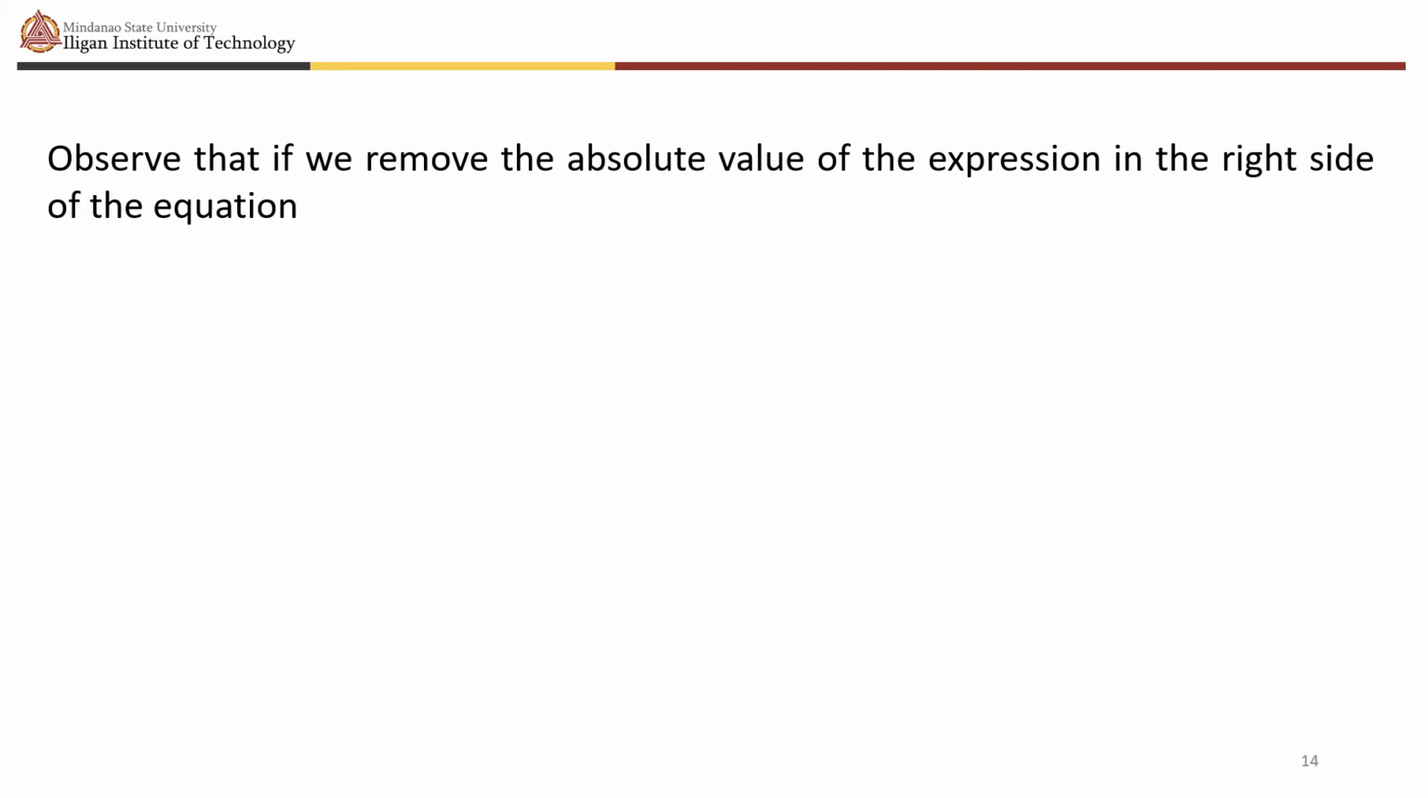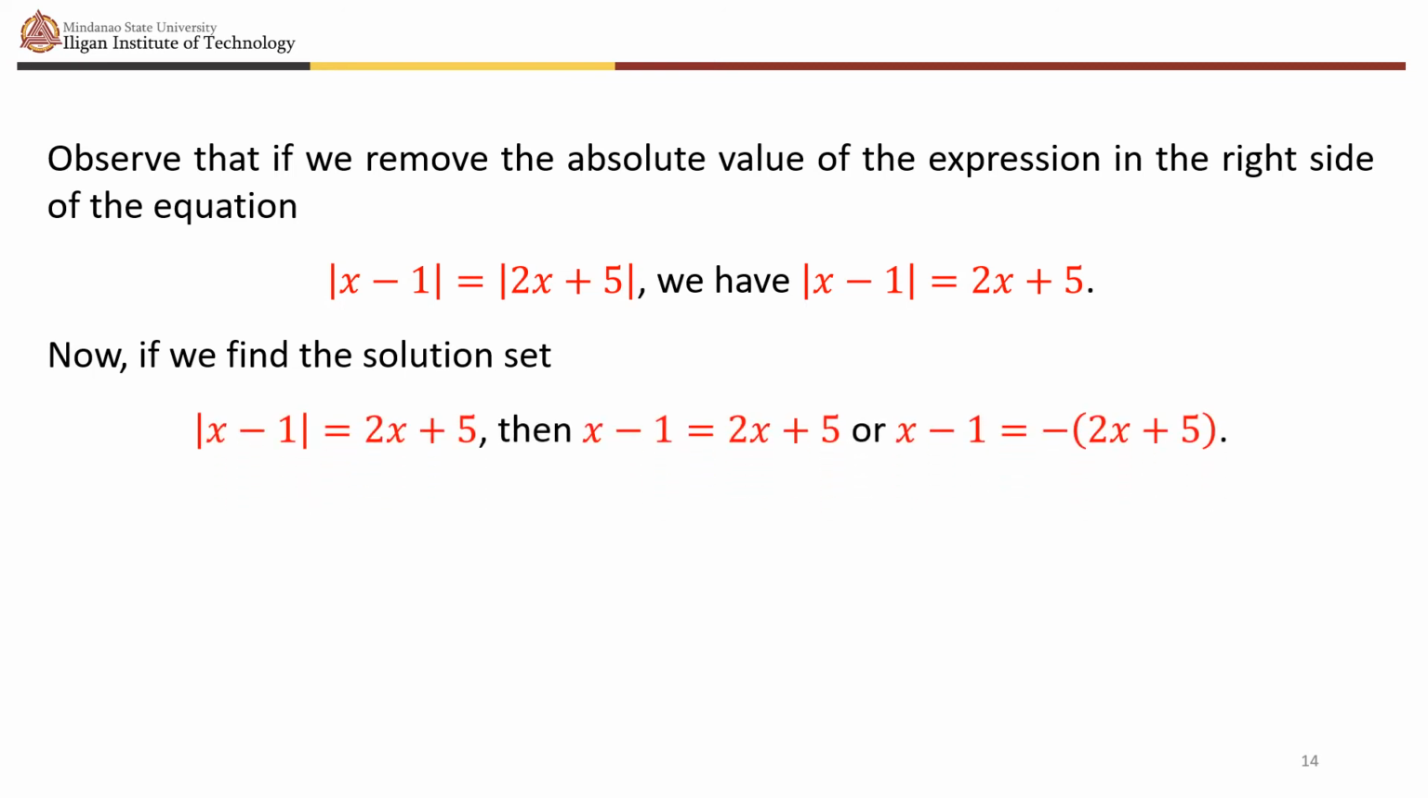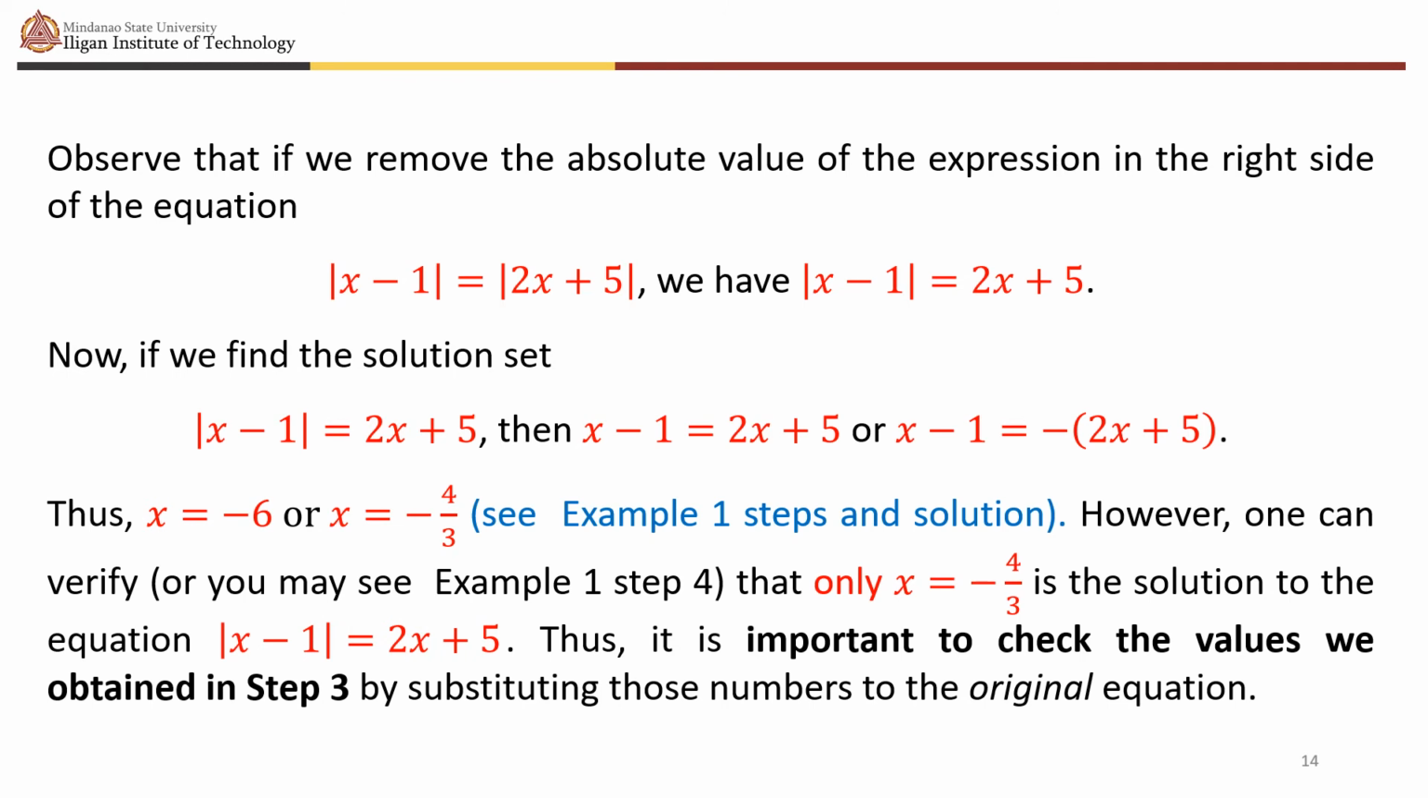Observe that if we remove the absolute value of the expression on the right side of the equation, absolute value of x minus 1 equals absolute value of 2x plus 5, we have absolute value of x minus 1 equals 2x plus 5. Now, if we find the solution set, then x minus 1 equals 2x plus 5, or x minus 1 equals the negative of the quantity 2x plus 5. Thus, x equals negative 6 or x equals negative 4 over 3.